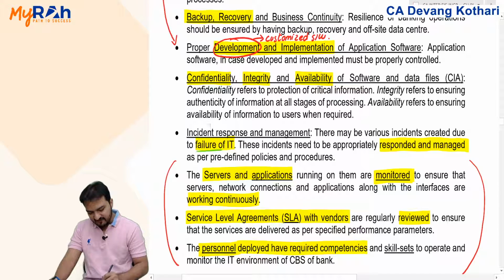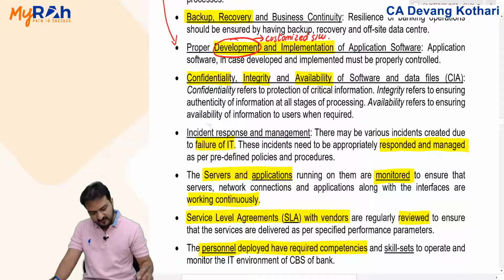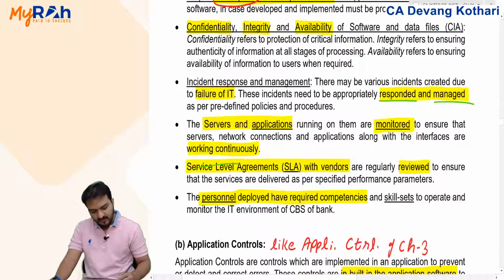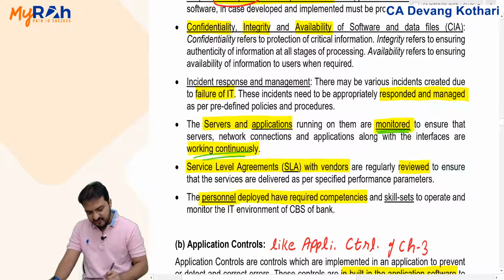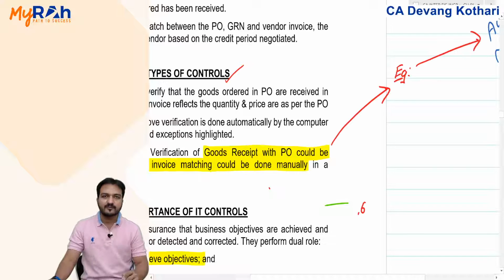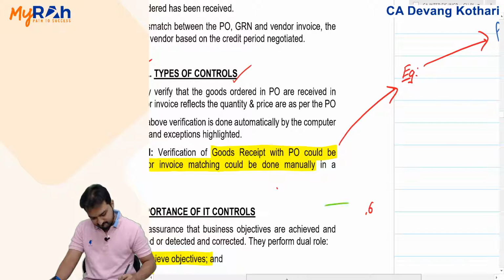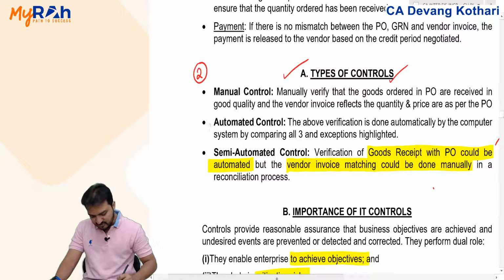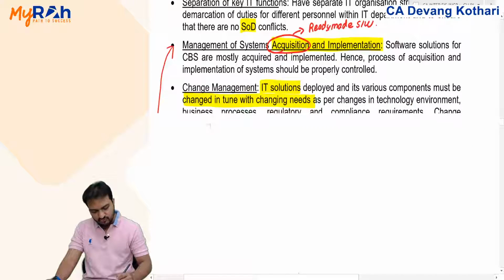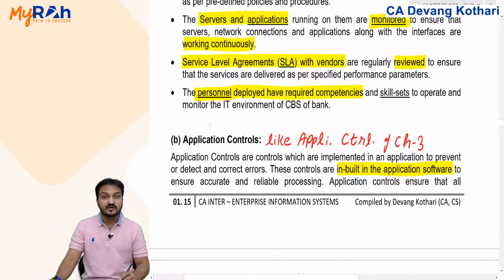Incident failure response, like failure of technology, any failure of technology, whether it is responded to and managed properly or not, that is also a part of control. Servers and applications running on them are monitored under the general controls. You monitor whether the applications are running continuously or not. Service agreements with the vendors are to be reviewed periodically, and personnel deployed should have proper skills. People employed should have proper skills and abilities to manage the systems. These are all the general controls.